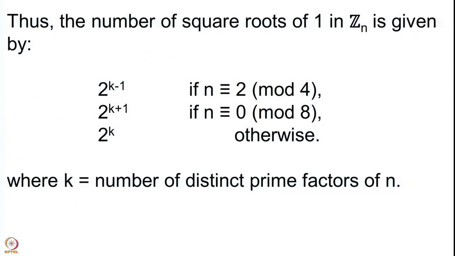So, when we write it in the summary, we have that whenever 2 divides it, 4 does not divide. That is the case number 1, and we see that in this case 2 divides n and 4 does not divide n. In this case, we have exactly 2 power k minus 1 solutions. Here either n is odd or 4 divides n and 8 does not divide n. In this case, we have exactly 2 power k solutions, and this is the case where 8 divides n. So, this has been a somewhat intricate analysis of computing the square roots of 1 in Z power n Z.